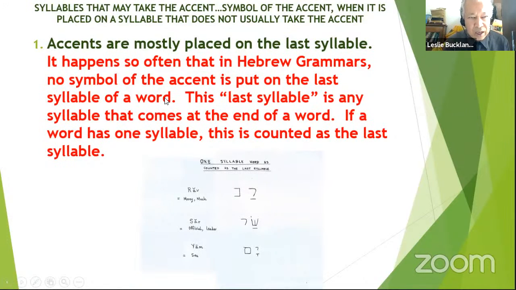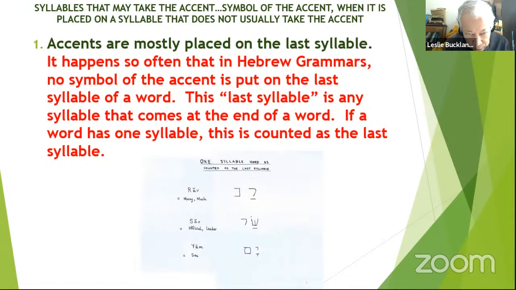So you may ask, how is it that you say that the last syllable is usually accented and I don't see any symbol of the accent on the last syllable of a word? Well, that's my point, that in Hebrew it happens so often. It is the rule rather than the exception that you know that the last syllable is to have an accent, that there is no need, the Hebrews say, for us to put a symbol representing the accent.